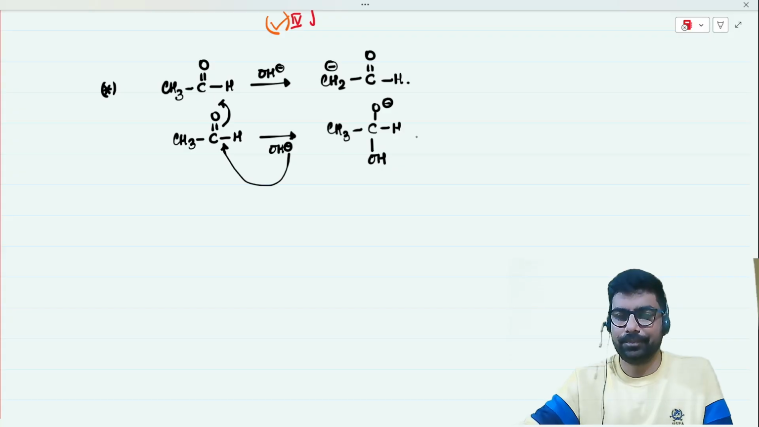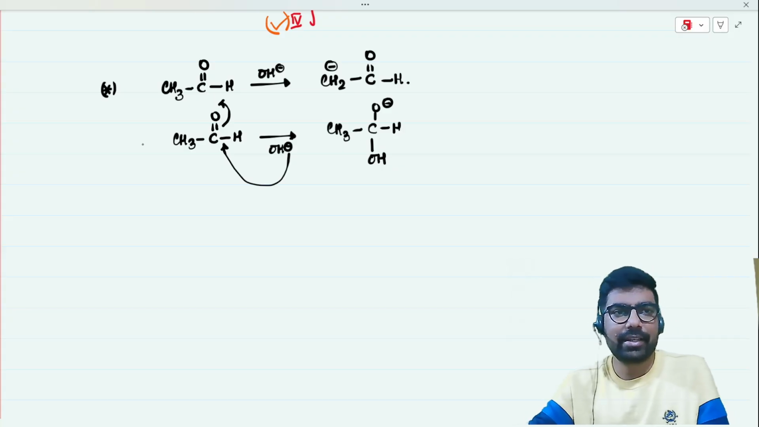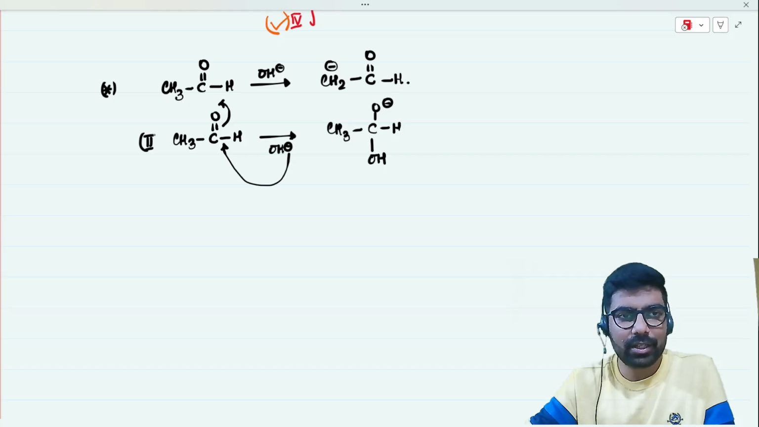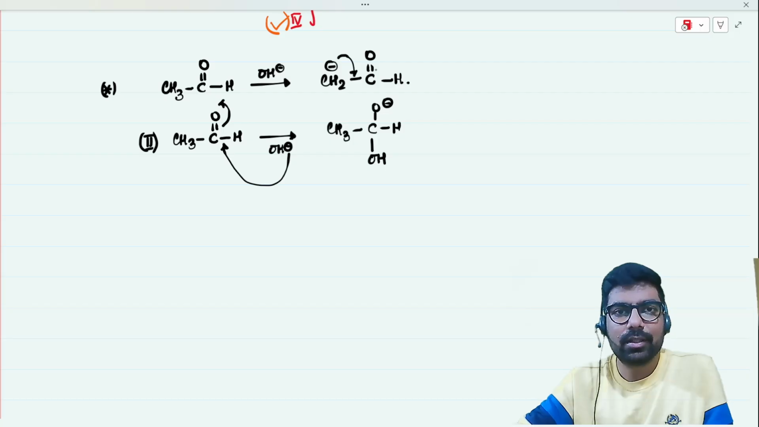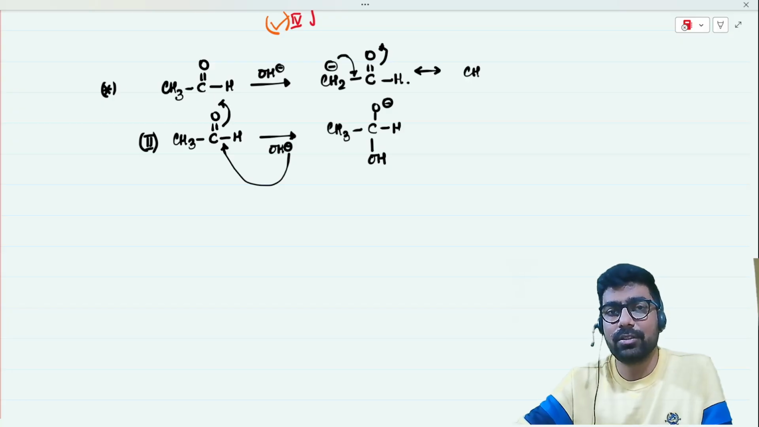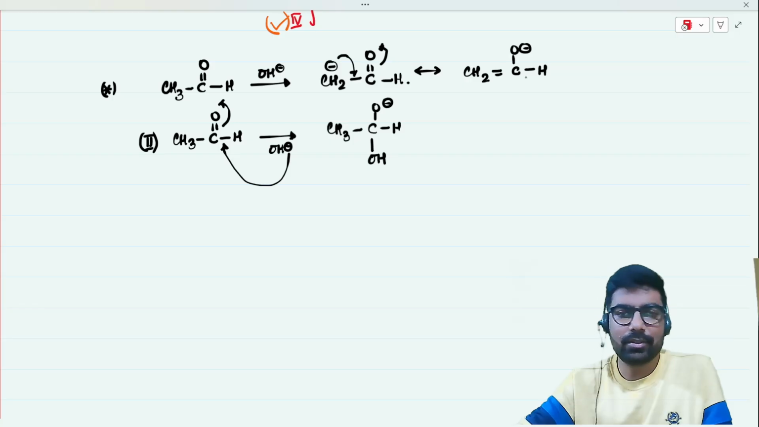Now see why the second mechanism is not taking place. Or if it is taking place, it will be in a very minute amount, a negligible minor product, and we don't consider this. Because see, this intermediate is stabilized by resonance, and resonance is a very good stabilizing factor, right? This intermediate is stabilized by resonance.